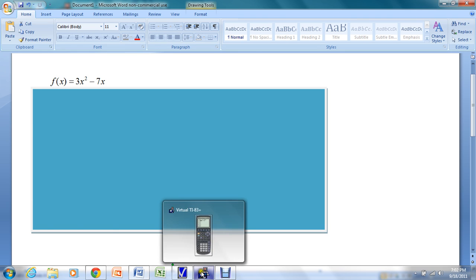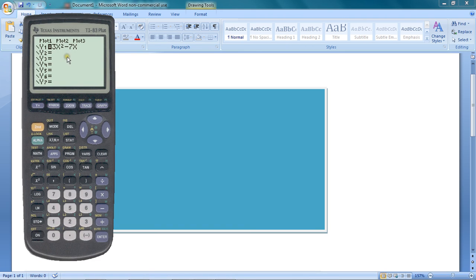So what we're going to look at is I've taken my TI-83, my emulator, and I've plotted 3x squared minus 7x. And I've modified my window a little bit to show the aspect of the graph that I think is important. So my x-min is 0, x-max of 5, y-min of negative 5, y-max of 0. What I end up looking at is this quadratic.